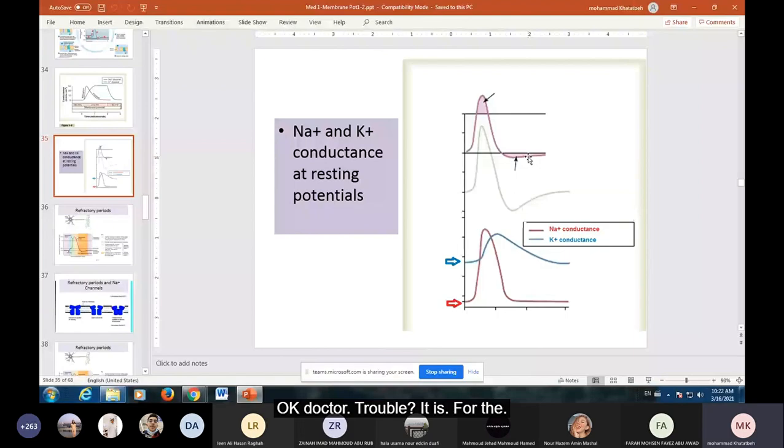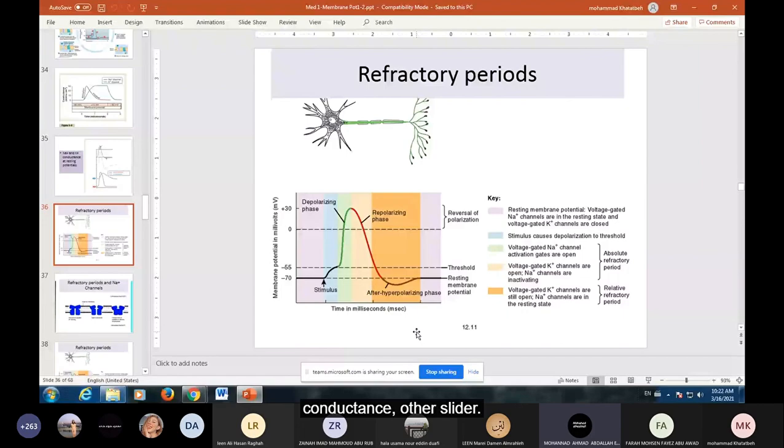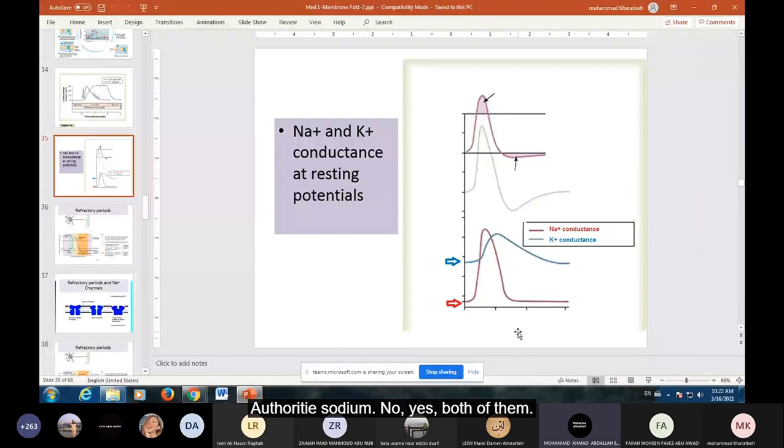اوكي. دكتور تفضل. هلا تفضل. بدي اسالك عن الجراف تبع الكوندكتنس، هذا السلايد 34. ايوه. راسمين انه الصوديوم بيفتحوا بنفس الوقت، انه ببلشوا مع بعض.